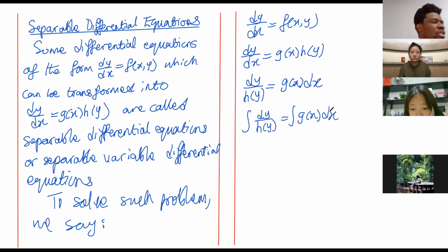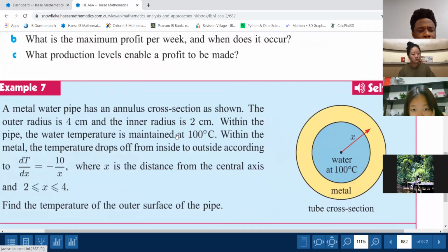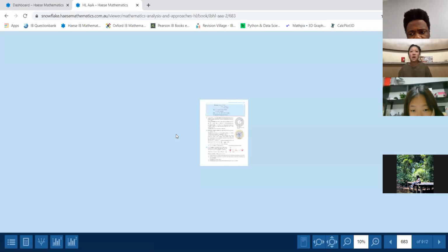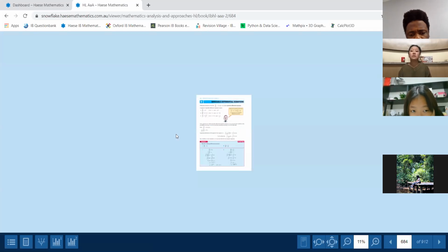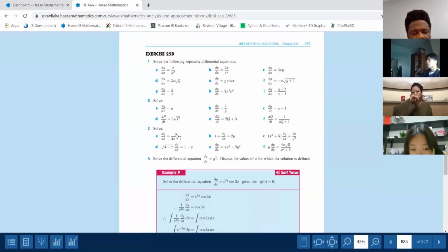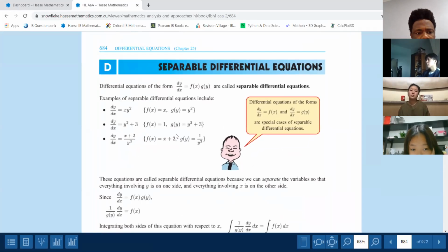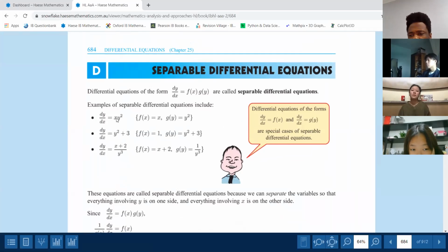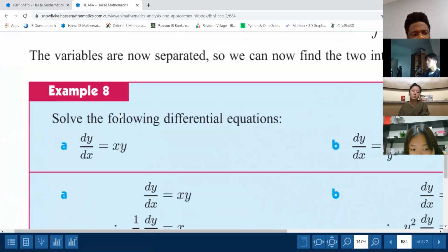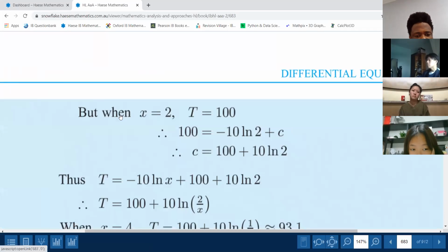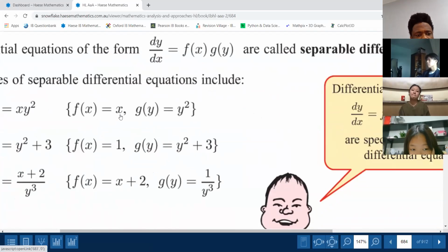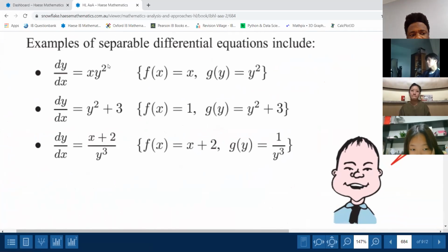Let me show you some examples. Let me show you something in the book first. Can everybody see the book? Yes, I can see it. Look at this, for example. It's an implicit function of x and y, but it can be separated.